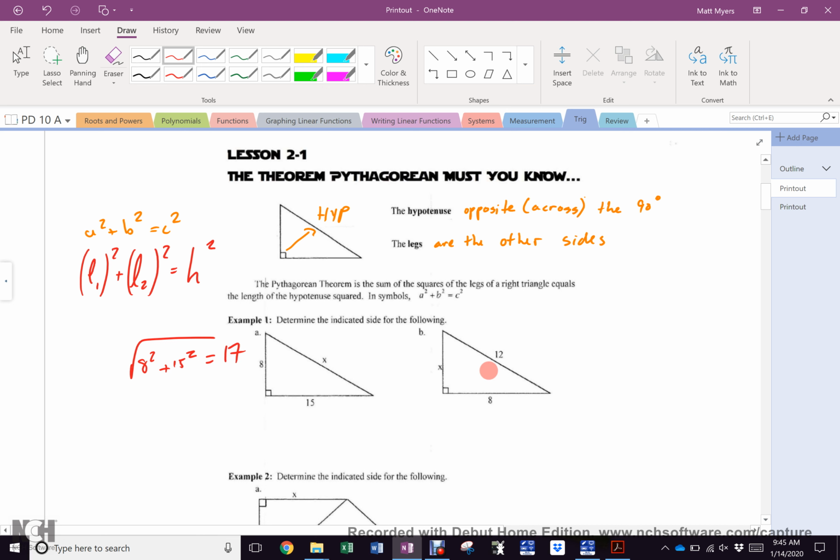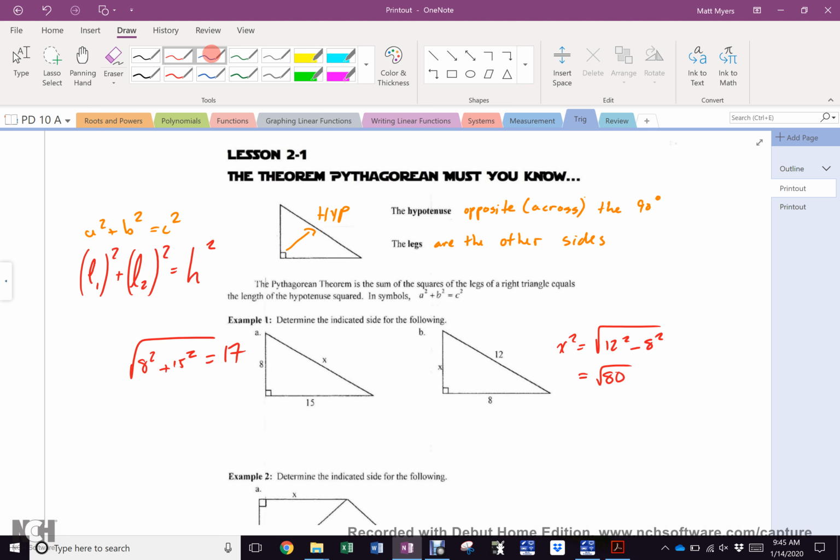How is this one different? Raj, you subtract. x squared equals 12 squared minus 8 squared, which would be 144 minus 64, which would be 80. Square root of 80. Now, in math class up until this year, you would have put that as a decimal. Yes, it would have been almost 9. Like 8.9, right? That's fine.